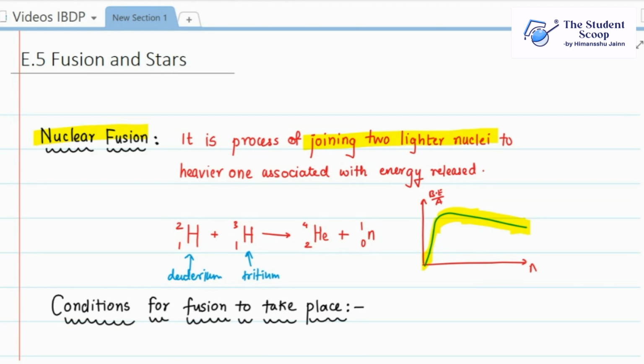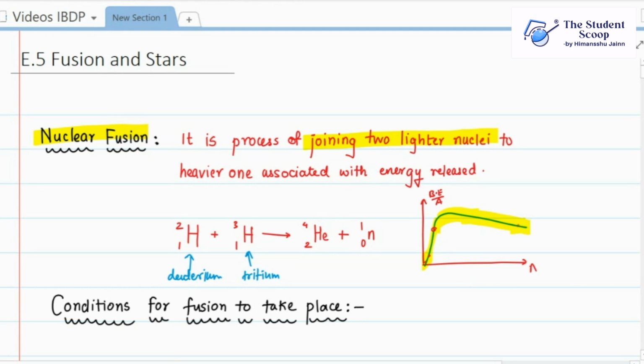So in nuclear fusion, we join two small nuclei and form a bigger, heavier one, which results in a lot of energy release. Now, why is there energy release when you are joining two nuclei? Because the product nucleus out of this reaction is at a higher point compared to the smaller nuclei. So whenever a product nucleus has a higher binding energy per nucleon, we see energy being released.